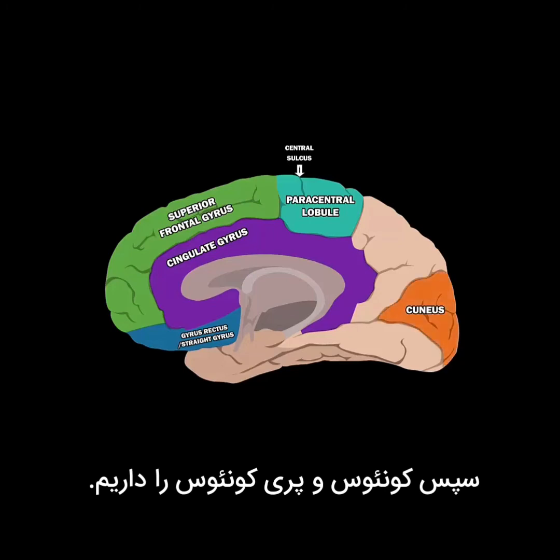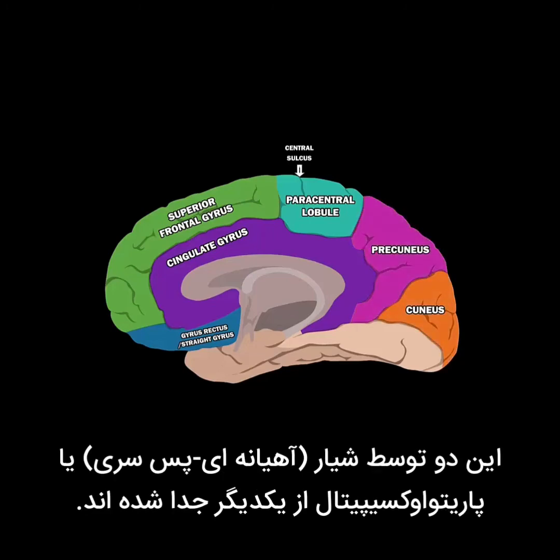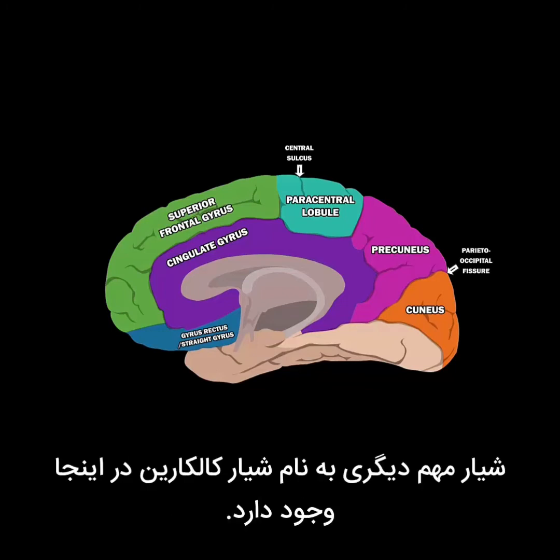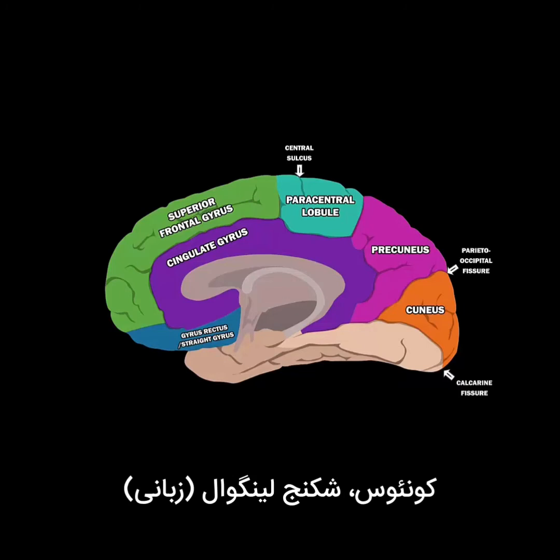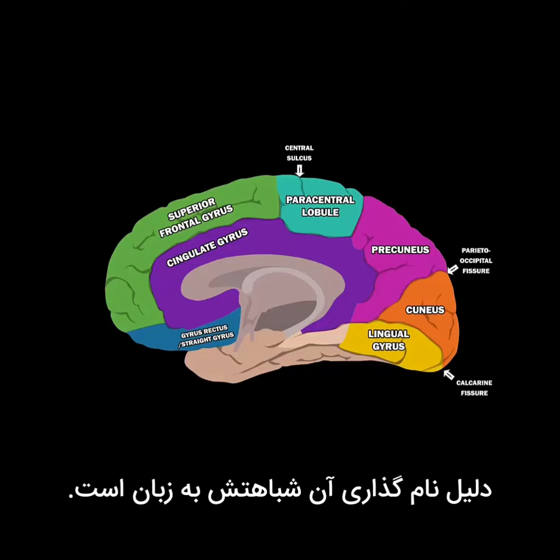Then, we have the cuneus and precuneus. These two are separated by the parieto-occipital fissure. There is another important fissure called the calcarine fissure. The cuneus lies on its superior bank, and on its lower bank lies the lingual gyrus, so called because it resembles the shape of the tongue.